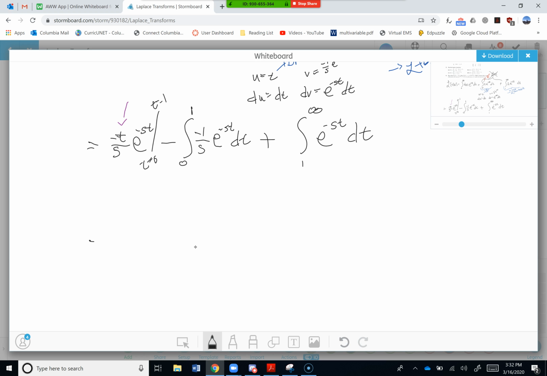Okay, so I'm evaluating the first bit. So when t is 1, this is minus 1 over s e to the minus s. And then I need minus 0 over s e to the minus s times 0.